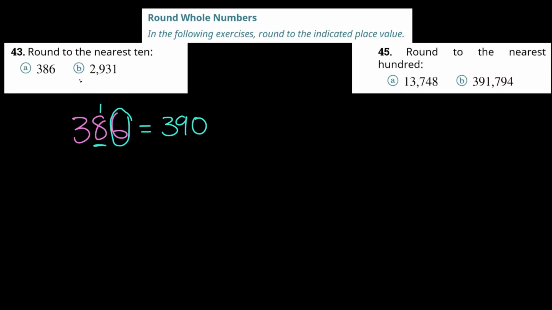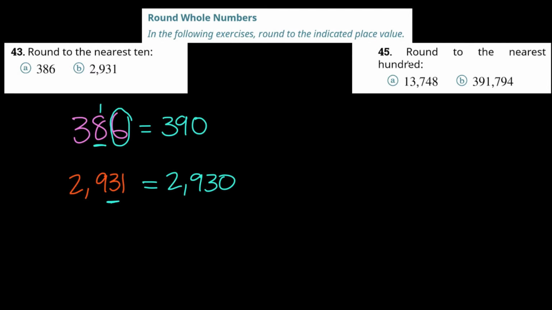Now if we take a look at part B, we have the number 2,931. We want to round to the nearest 10. So go ahead, underline the tens place. Then we look to the number to its right. We see that it's a 1. That means we're going to round down. So we don't add anything to the tens place value. We just have 2,930.